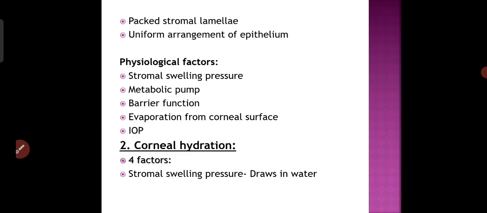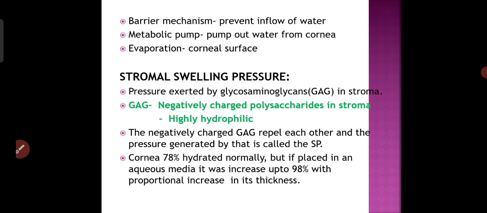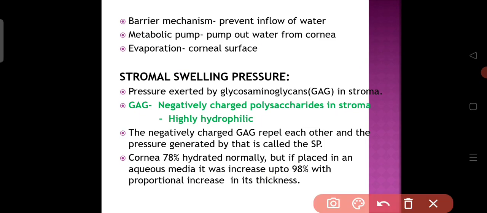Next is corneal hydration, which includes 4 factors: the stromal swelling pressure, which draws in water, the barrier mechanism, which prevents inflow of water, the metabolic pump, which pumps out water from the cornea, and finally the evaporation from the corneal surface. Now we'll be discussing the stromal swelling pressure.